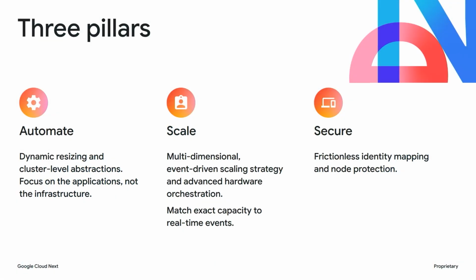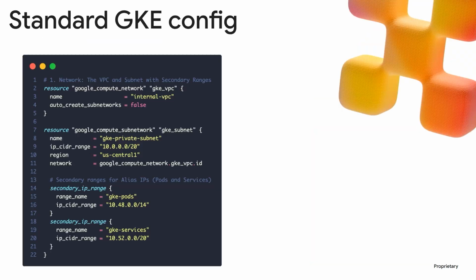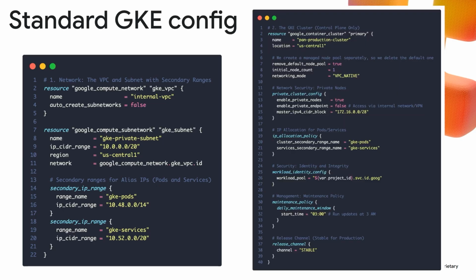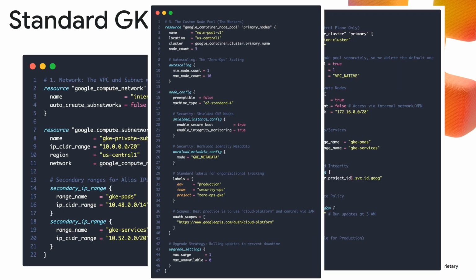Today, I want to share the framework our team uses to reduce the complexity of configuring GKE. We've built our entire infrastructure around three pillars: automation, scalability, and security. For traditional GKE cluster configuration, I have a real-world example that I want to show here. A typical GKE cluster will need the network setup, cluster-level configuration, and node pool setup. This is a lot of code to maintain.